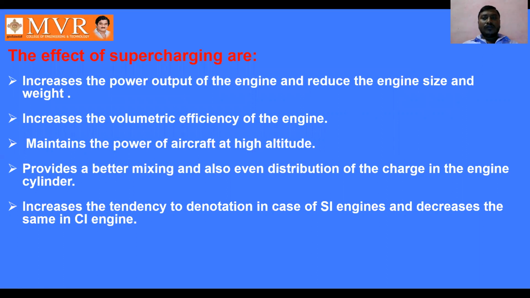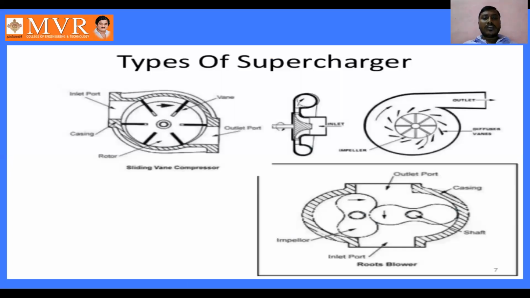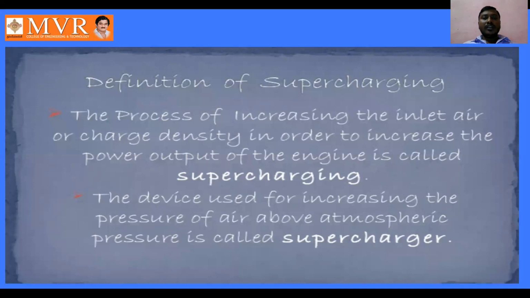And the effects of supercharging are these. It increases the volumetric efficiency of the engine. It increases the power output of the engine and reduces the engine size and weight. It maintains the power of aircraft at high altitude. It provides better mixing and also distributes the charge evenly in the engine cylinder. It increases the tendency of knock in SI engines and decreases the same in CI engines. This is about the supercharger, or supercharging, which we have studied up to now.